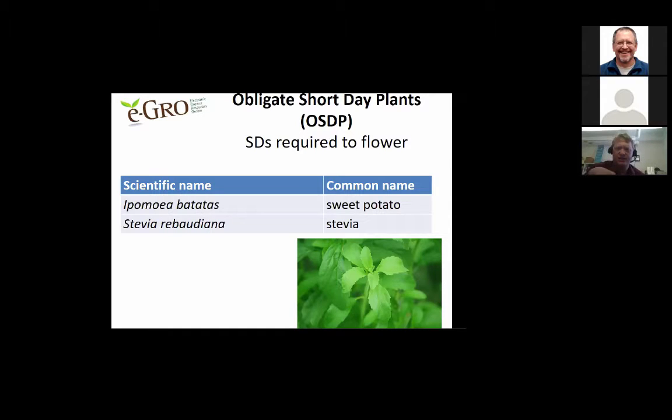And then stevia, which is becoming very popular as an alternative to various sugar products, is also an obligate short day plant. So in the case of stevia, if we wanted to market stevia in a potted plant and keep it vegetative, so it has lots of leaves for consumers to harvest, we would want to stay away from short day length and give it long days, either using day extension lighting or night interruption lighting, as our previous speakers have talked about.